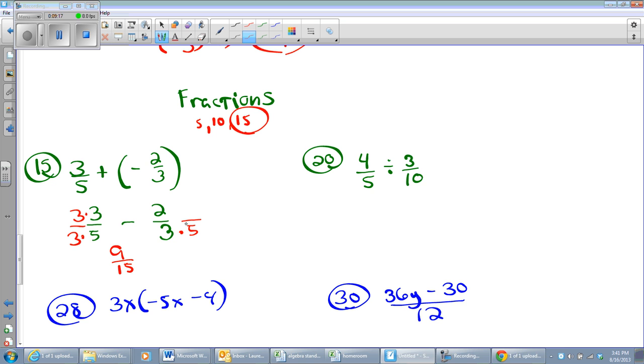But to do it to the denominator, Ms. Kuhar, if you're in the building, please call the office.